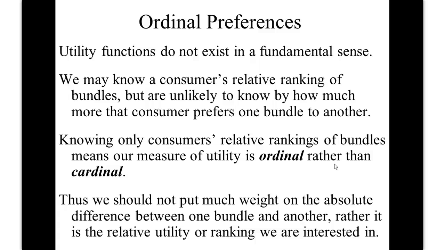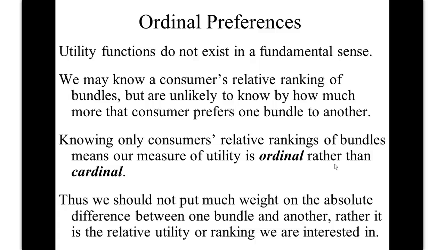When it comes to individuals and consumption, we don't have the same means of measuring. We don't have something that has interpersonal comparison, that a person gets a certain quantity of utility from consuming a certain good. It doesn't work like that. So utility functions don't exist in a fundamental sense. They're not what we base our decisions on. So we may know a consumer's relative ranking of bundles, but we're unlikely to know by how much that consumer prefers one bundle to another. So the gap between the numbers doesn't necessarily matter. All that matters is knowing a consumer's relative ranking.